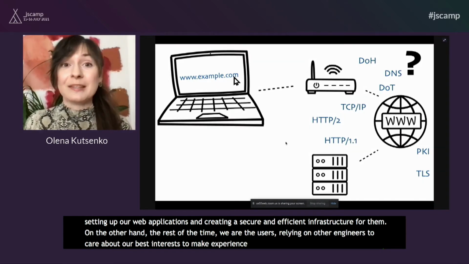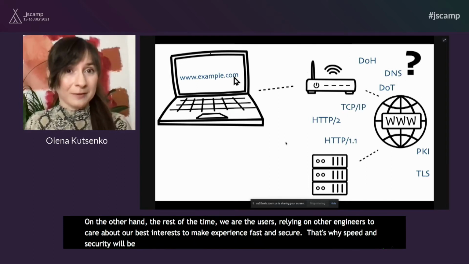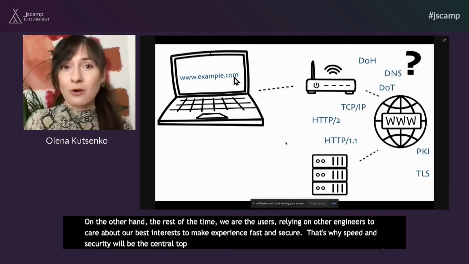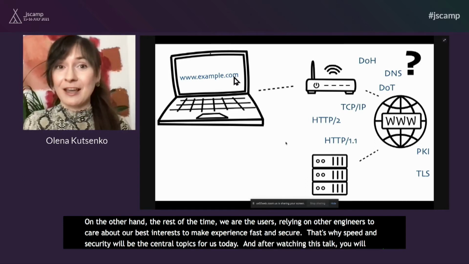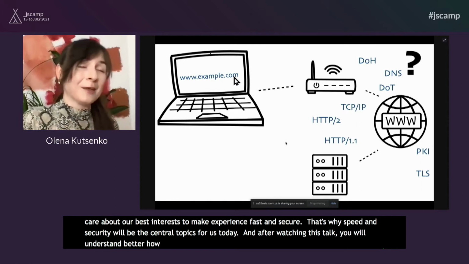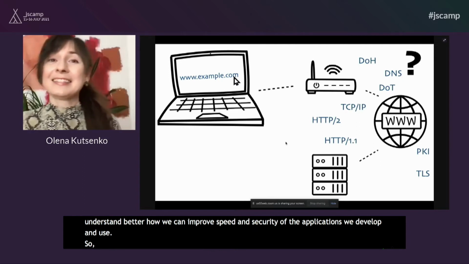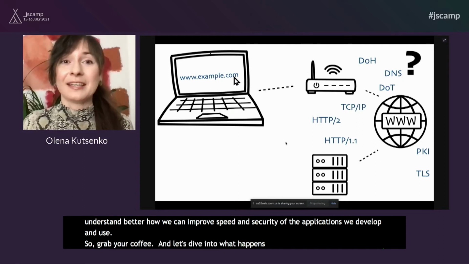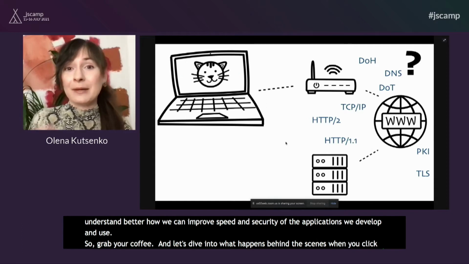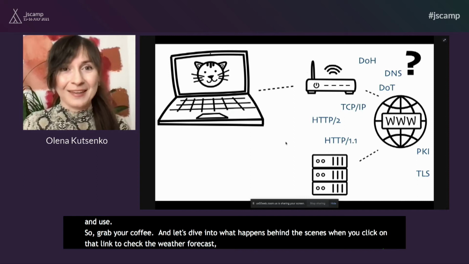That's why speed and security will be the central topics for us today. And after watching the talk, you'll understand better how we can improve speed and security of the applications we develop and use. So grab your coffee and let's dive into what happens behind the scenes when you click on that link to check the weather forecast, pay your bills, or search for a kitten on the internet.